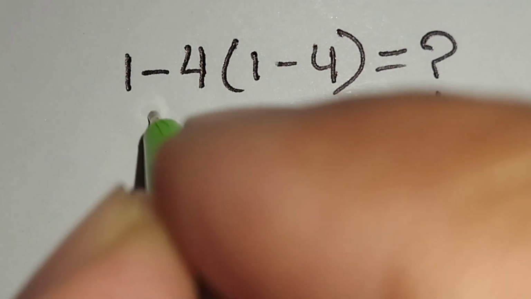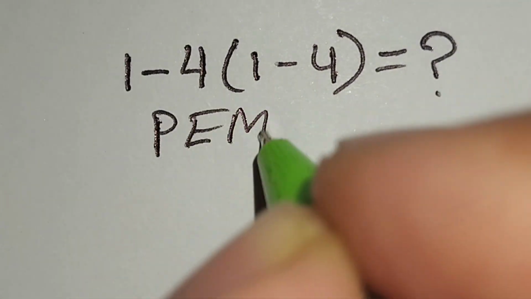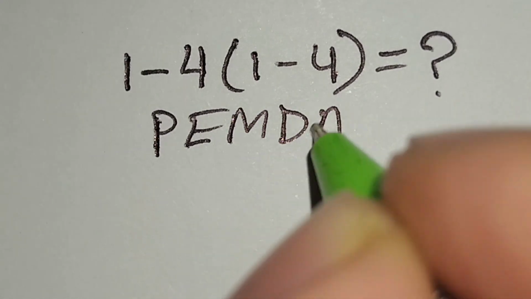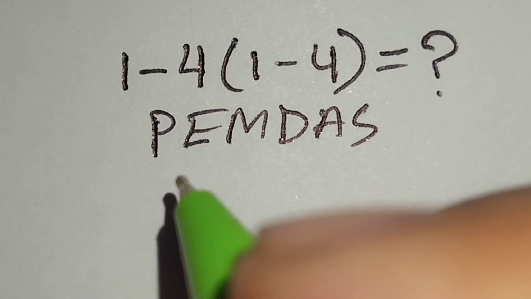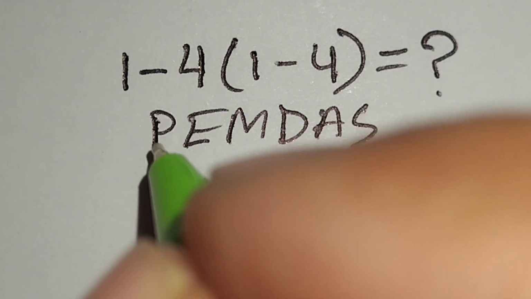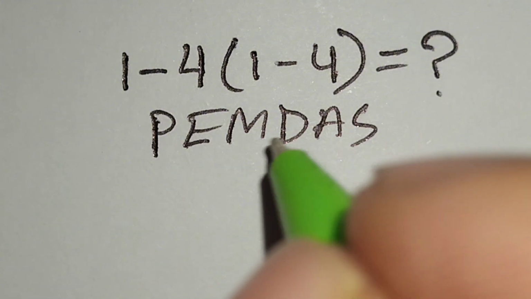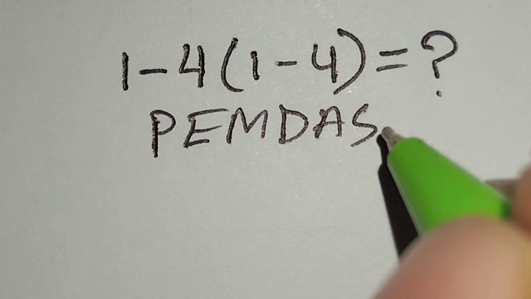PEMDAS. According to the PEMDAS rule, at first we have to work with parentheses, then exponent, then multiplication or division, then addition or subtraction.